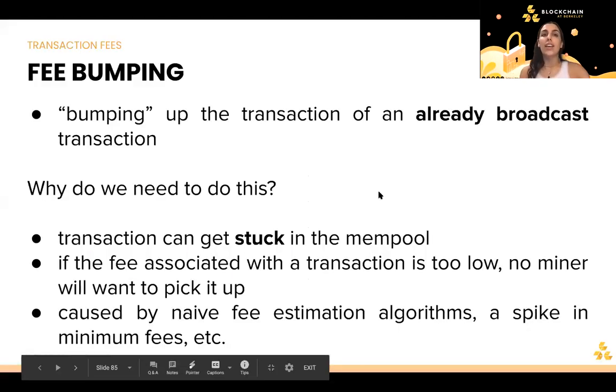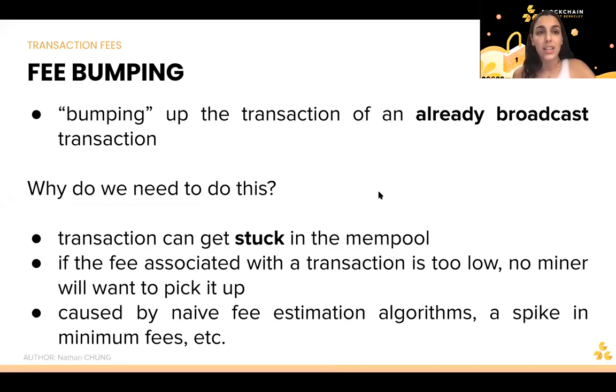But of course, fee estimation algorithms aren't perfect. There's a chance that you use exactly the bucket they tell you, and your transaction still gets stuck in the mempool simply because everyone else that day decided to use a slightly higher transaction fee and yours just got stuck somewhere. And so sometimes we're going to need to bump up the fee of an already broadcast transaction. So something that I already sent, now I need to say, hey, remember me, I will give you a little more money, please include me in your next block. And we only use this when the transaction gets stuck in the mempool. This is kind of an edge case, but we still want to go over it because it's still important.